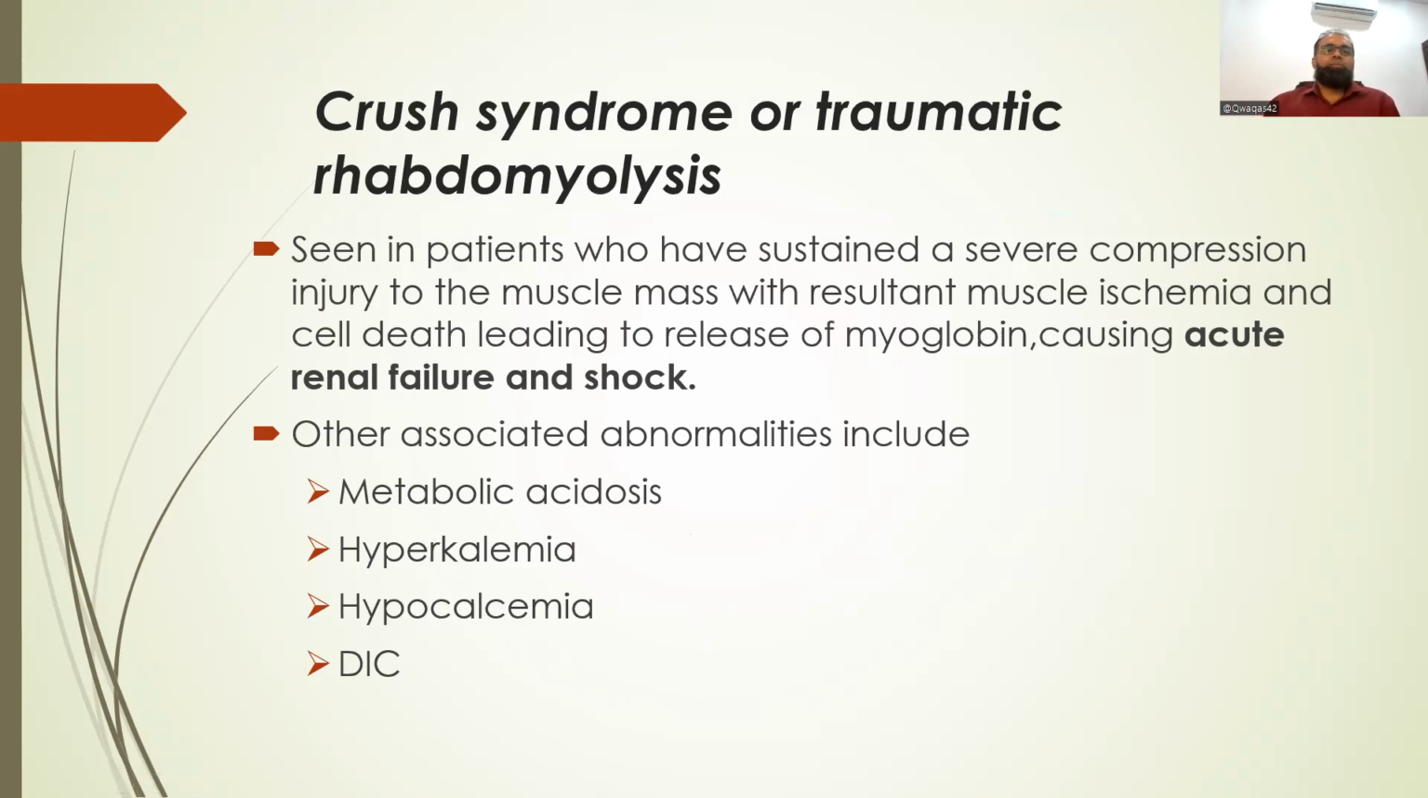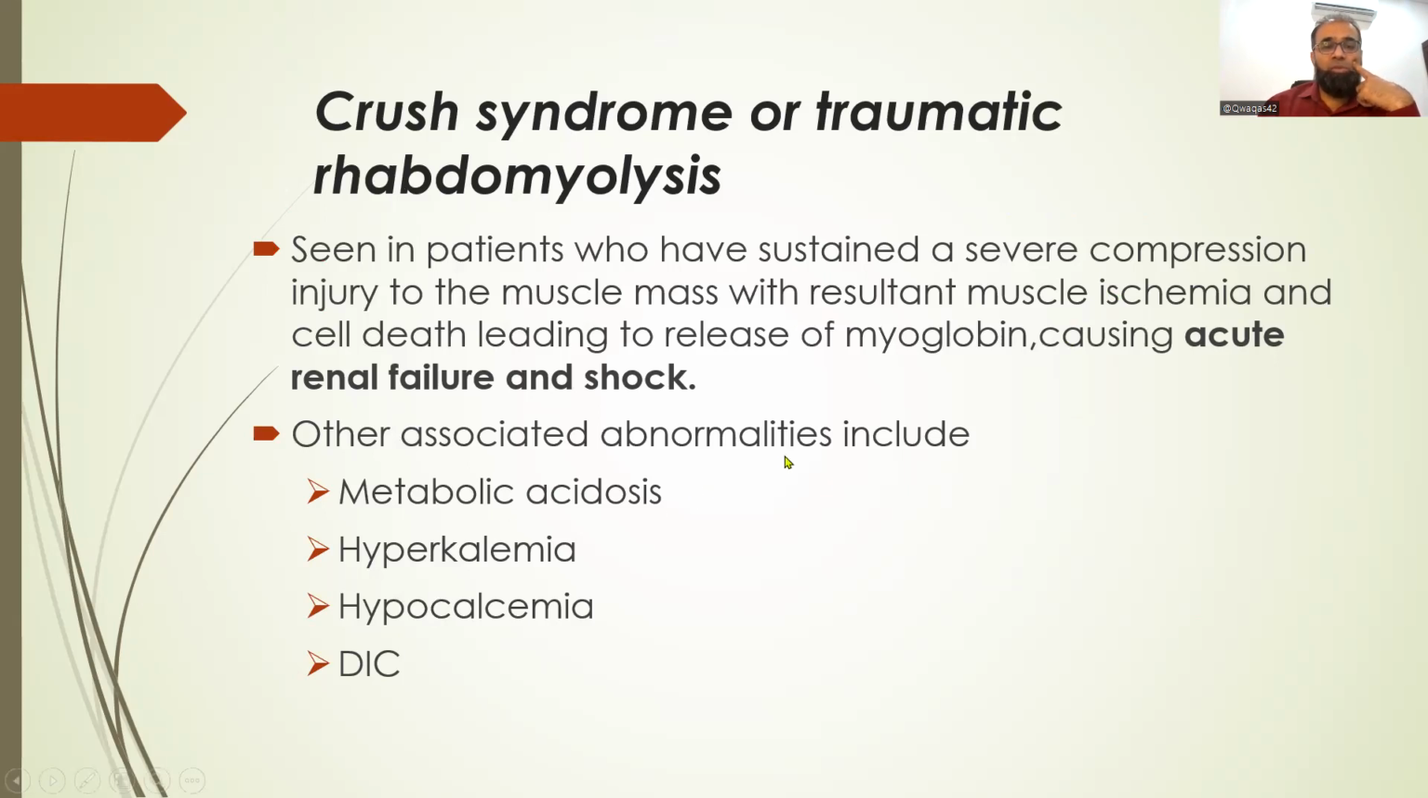Crush syndrome is seen in the patient with injury to the muscle. So injury to the muscle, what will it release? It will release myoglobin. It's a protein in the muscle. That myoglobin can go into the kidneys, and that can block your renal tubules, leading to acute renal failure, shock, and can culminate in death if not treated.